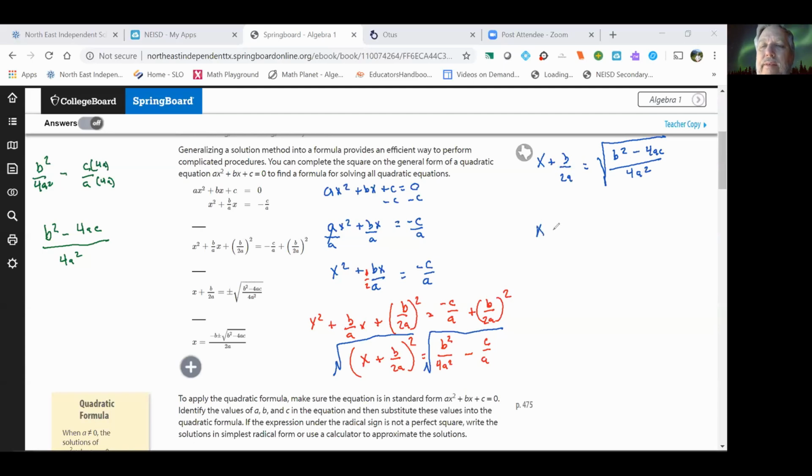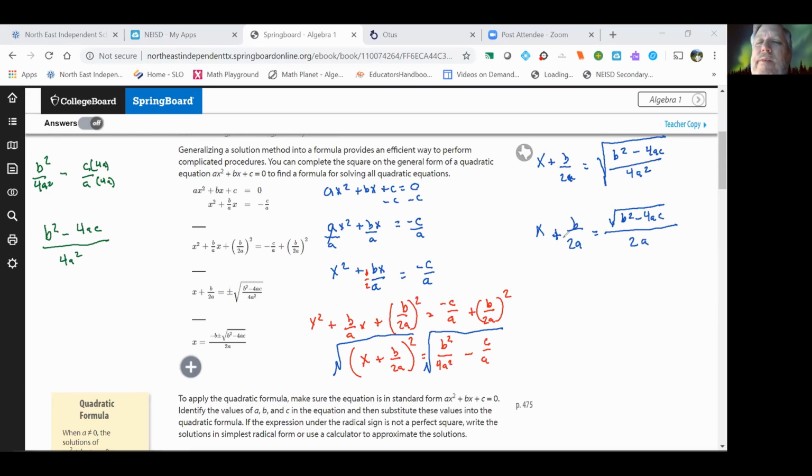So it's going to be x plus b over 2a is equal to, and on the top we're going to have the square root of b squared minus 4ac. On the bottom I'm going to have the square root of 4a squared, but 4a squared is a perfect square. So the square root of 4 is 2. The square root of a squared is a. I'm almost done here.